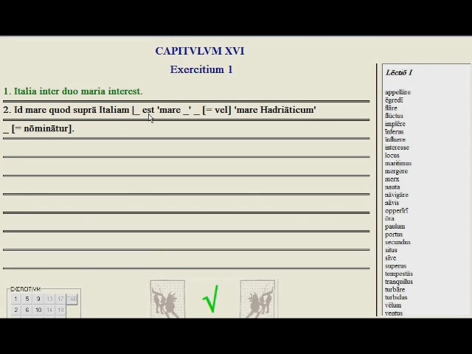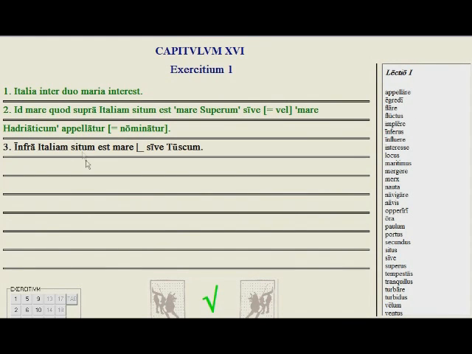And we want that sea, so situm, because situs needs to match the noun we have here. If we had Italia, it'd be Italia sita est. Mare, which is neuter, situm est. What's it called? It's called mare superum, the upper sea. Another word we learned was mare Adriaticum, the Adriatic Sea. Nominatur. Another word that we learned in this chapter, appellatur.